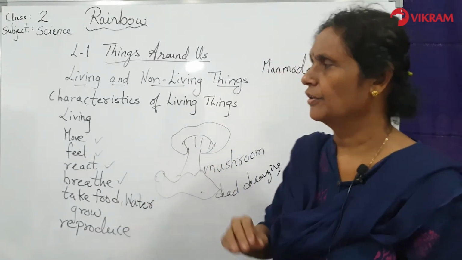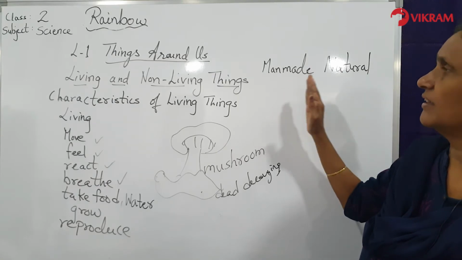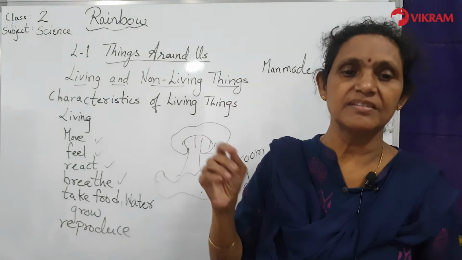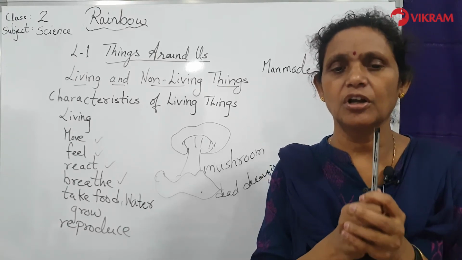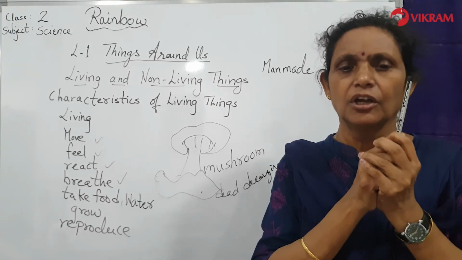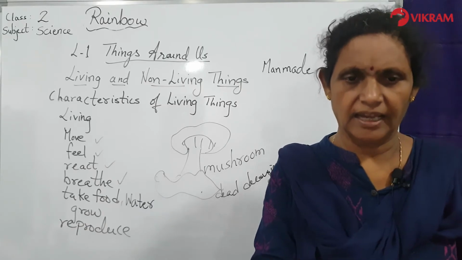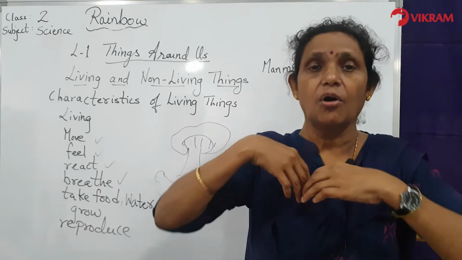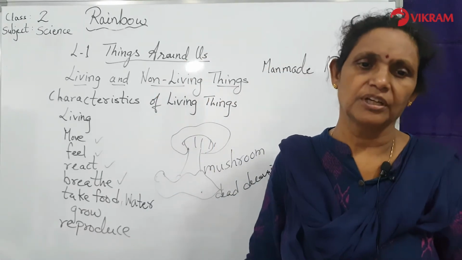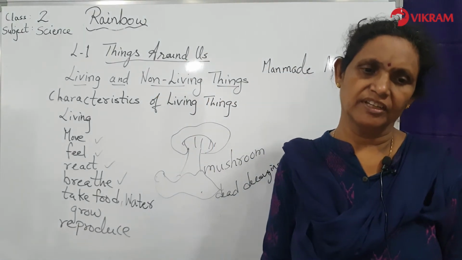So children, you have understood the difference between man-made things and natural things. Man-made means they can be made in a factory. This is made by a man. So they are called man-made non-living things. And sun, soil, moon, air, water, all these exist in nature. So they are called natural non-living things.